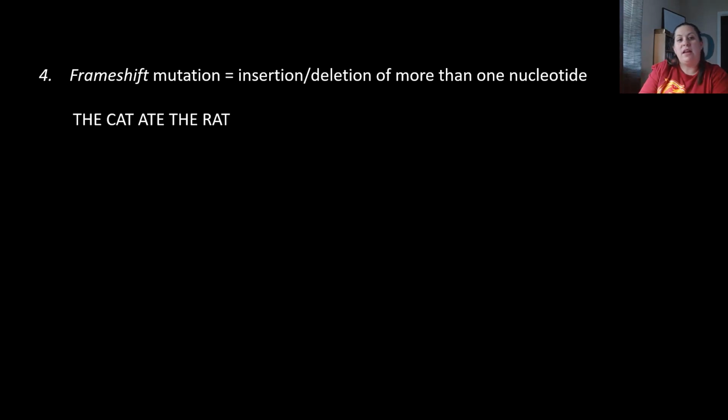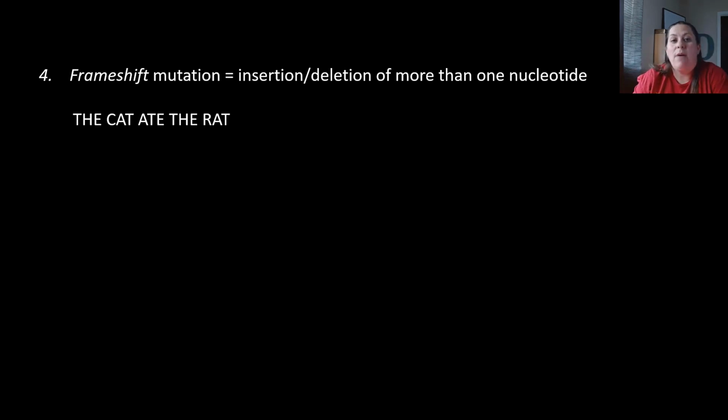Another type of mutation that could take place is called a frameshift mutation. This is where there's an insertion or a deletion that's taken place in just one of the nucleotides. So I know that these aren't all the letters that we use for the periodic table, but remember that they come in codes of 3. So, the cat ate the rat. That is a sentence that actually we can know what's going on. We actually can figure it out based on this complete sentence.